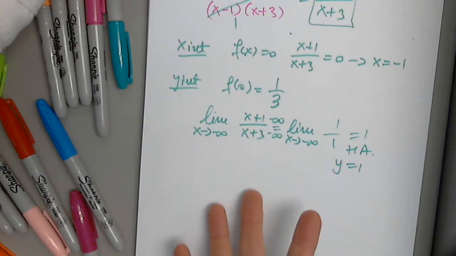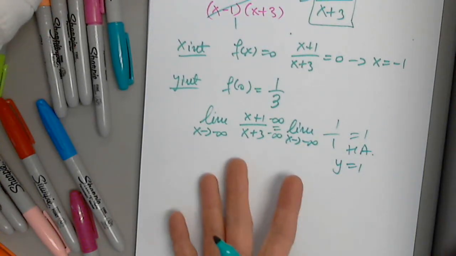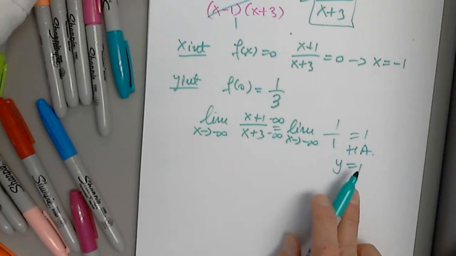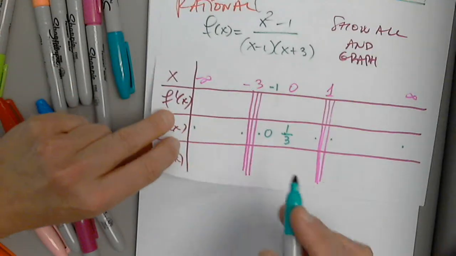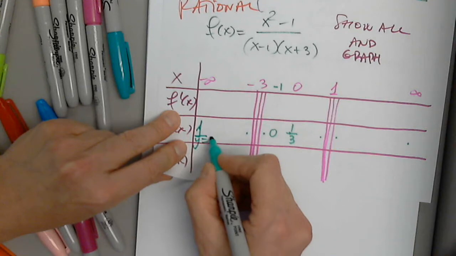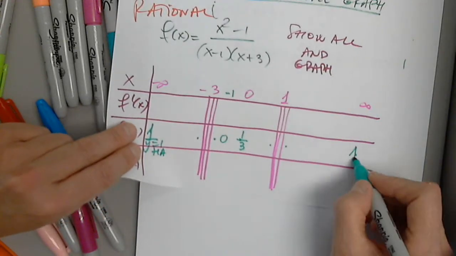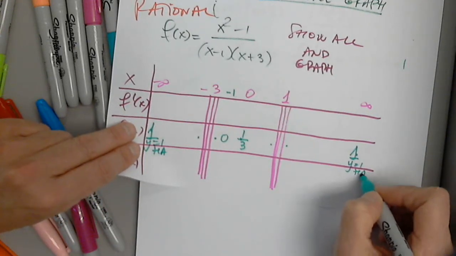There is no point in redoing the positive infinity. I never used the sign, really. So go back to my chart. I summarize it. Y equals 1, horizontal asymptote.